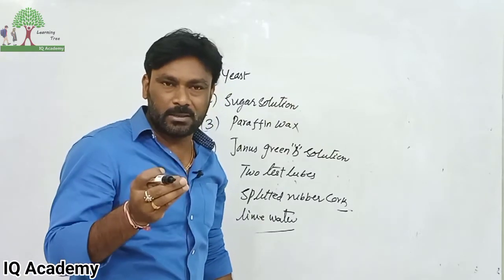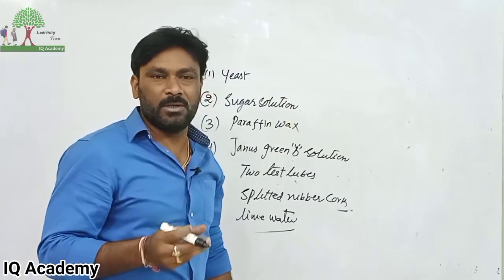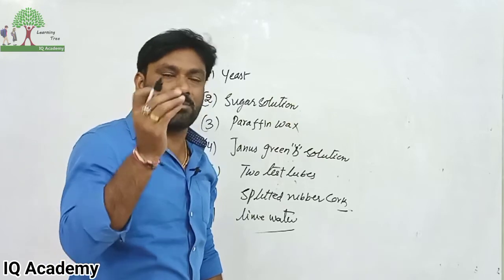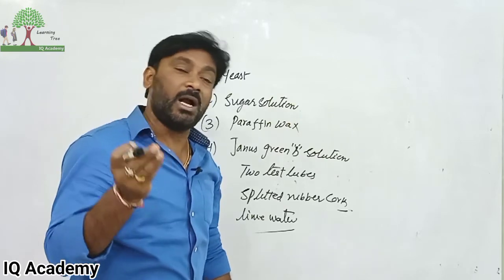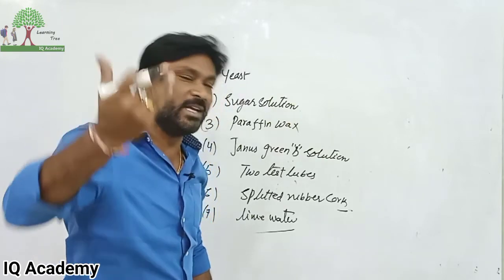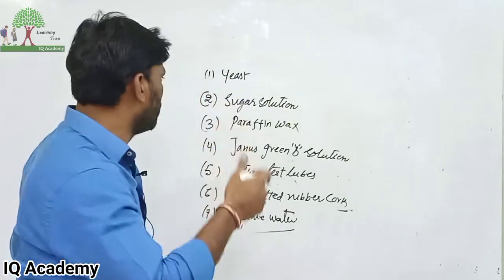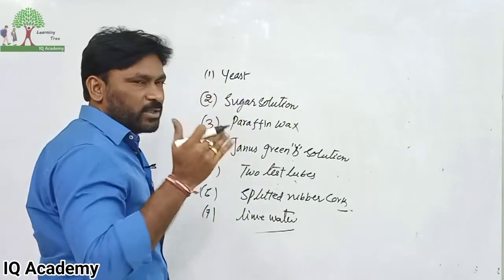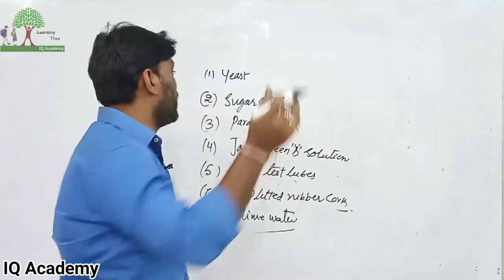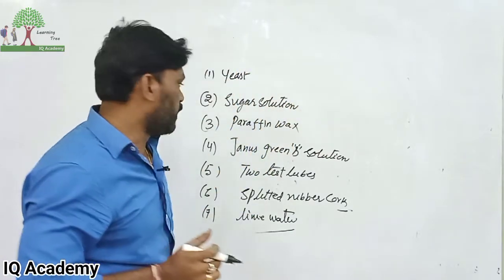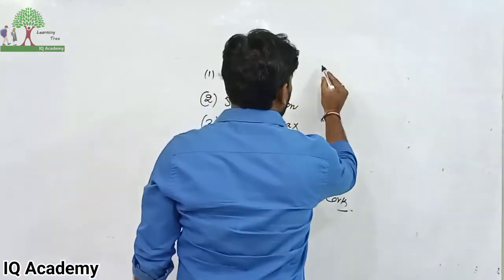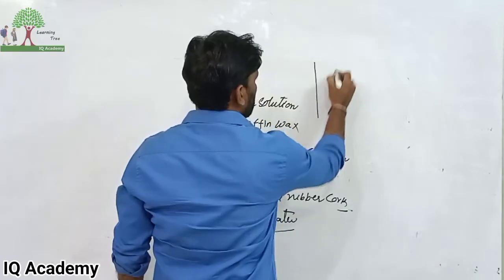We will prove that alcohol is formed as well as carbon dioxide is released, and we can prove that heat is also released. Later we will discuss that one. First, we have to prove that anaerobic respiration takes place in the yeast. First take a test tube. A test tube we have taken.